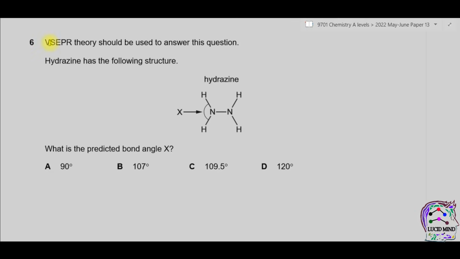Question number 6. VSEPR theory should be used to answer this question. Hydrazine has the following structure. This is the structure of hydrazine. What is the predicted bond angle X? Now let's see what is here.